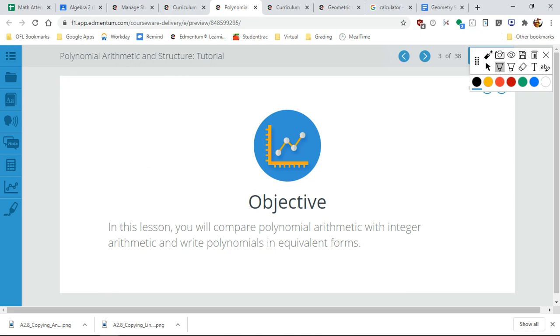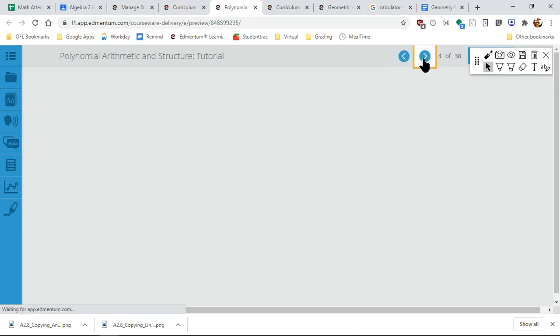So let's get into this. An integer just means a number. It could be a positive number, it could be a negative number. And arithmetic just means adding and subtracting. So that's why integers can be positive or negative. And writing equivalent forms is just another way of saying stuff that's the same. Anything that's the same.